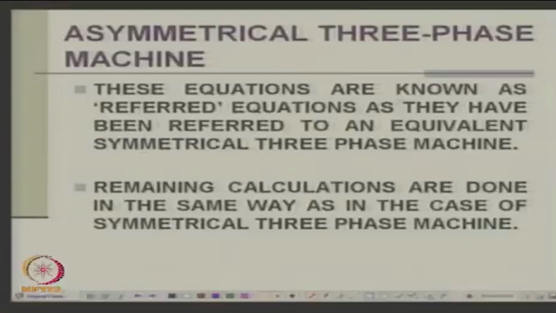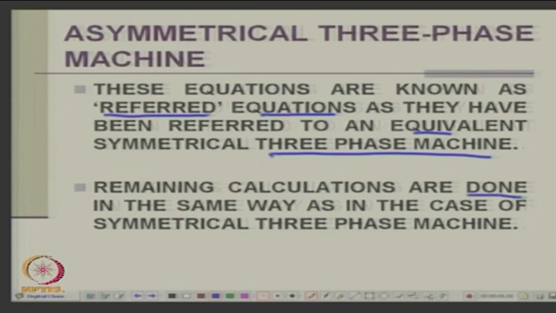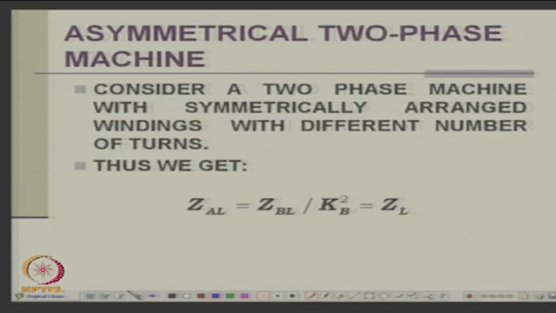So, these equations have been referred to an equivalent symmetrical 3-phase machine. When you refer them, it will almost look like a symmetrical machine, but the impedances are different. The remaining calculations are done in the same way as in the case of a symmetrical 3-phase machine. So, this is how you analyze an asymmetrical 3-phase machine. Asymmetry is only by the number of turns.